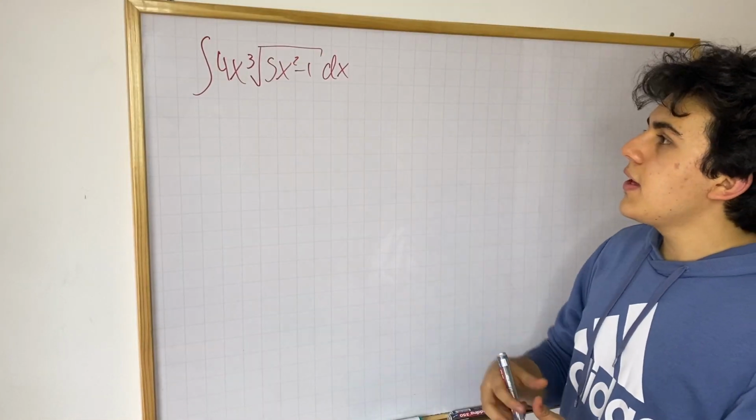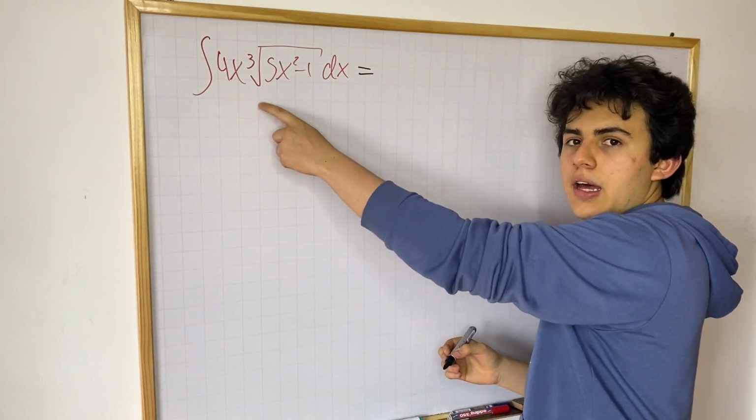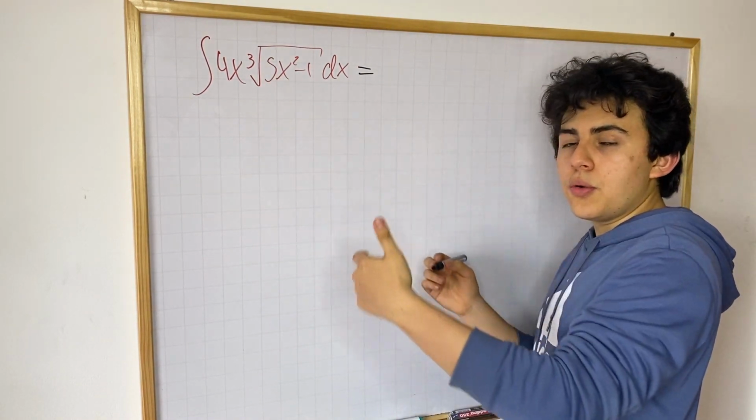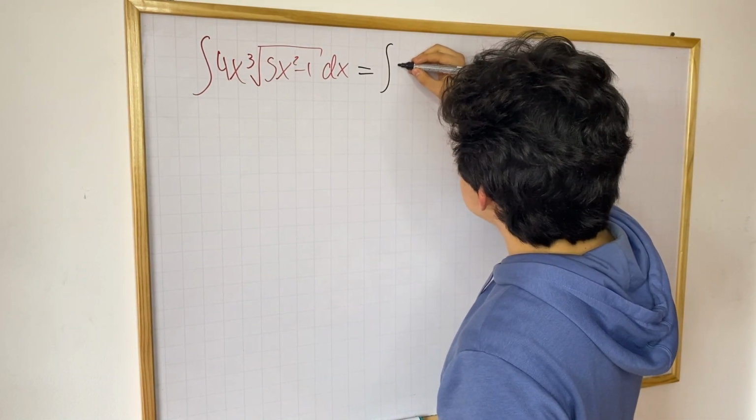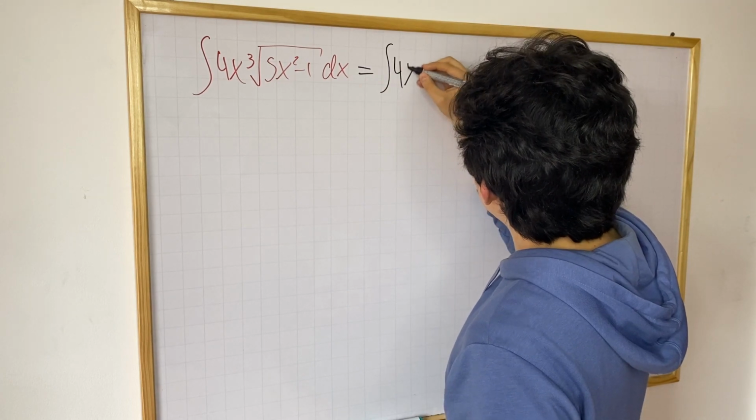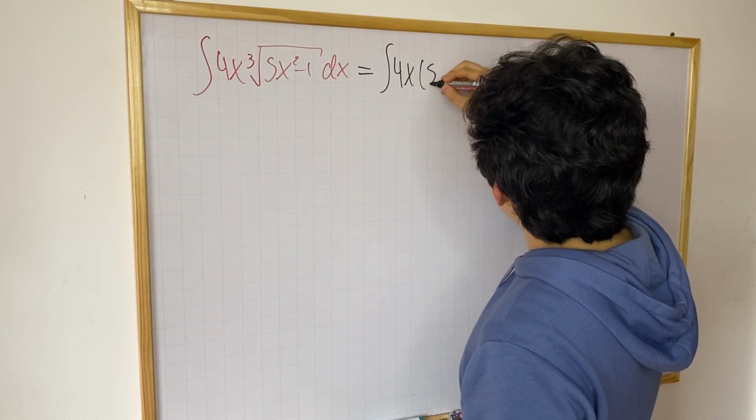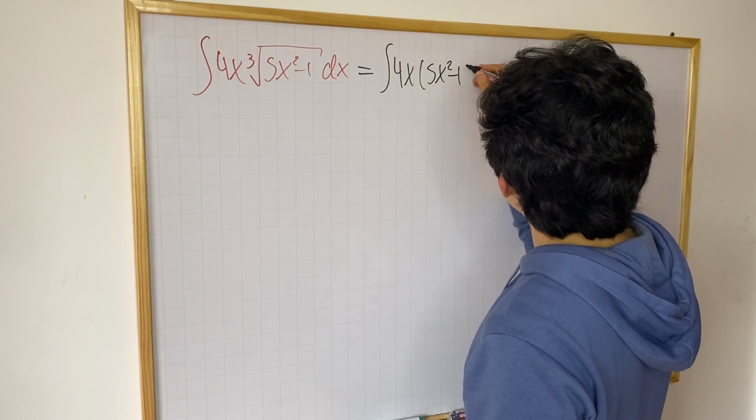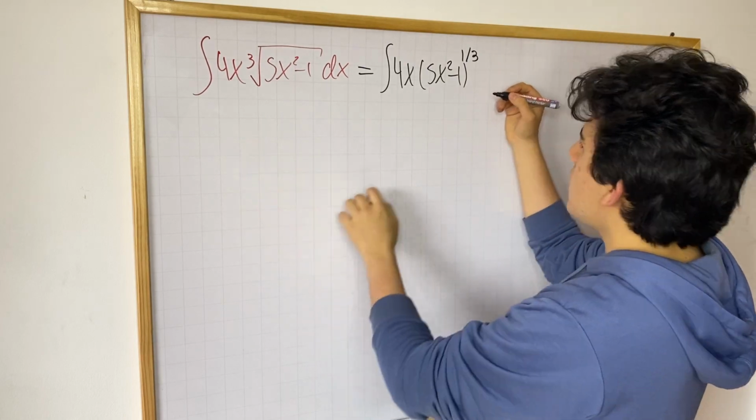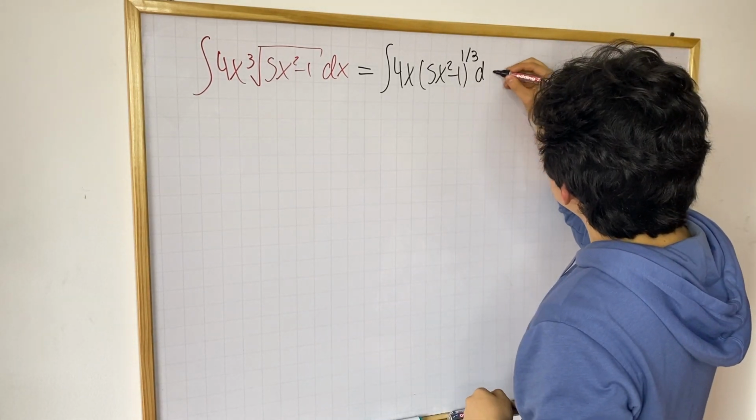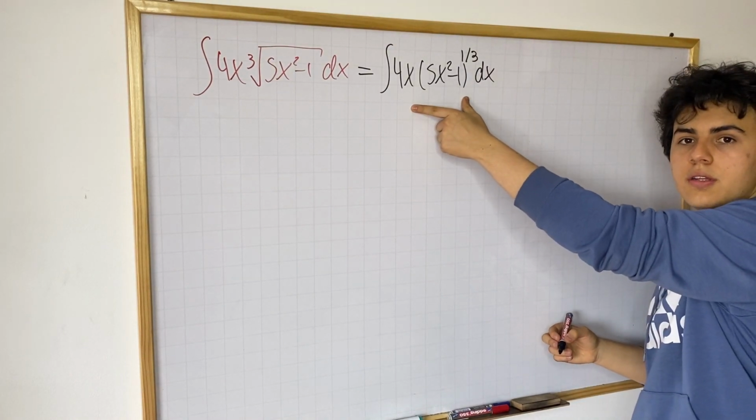So now the first thing that I want to do is rewrite this integral so that this radical, I can write in exponent notation. So this integral is going to be the same as the integral of 4x times (5x squared minus 1), and you know that this radical you can rewrite as 1 over 3 as an exponent, times the differential of x. So now this is the new integral that we have.